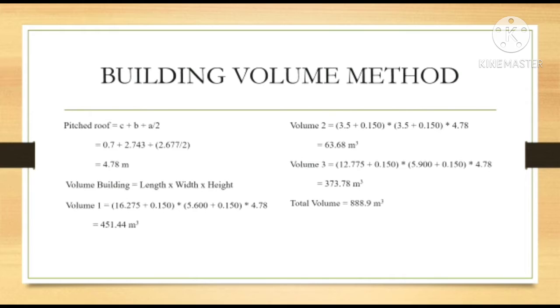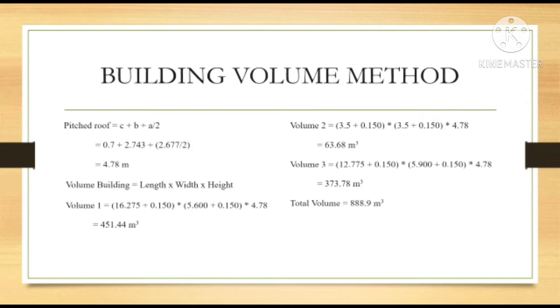So next is volume method. So we have pitch roof. The formula for pitch roof is C plus B plus A over 2. So the height of our house is 4.78 meter. So we divide it into 3 volumes.